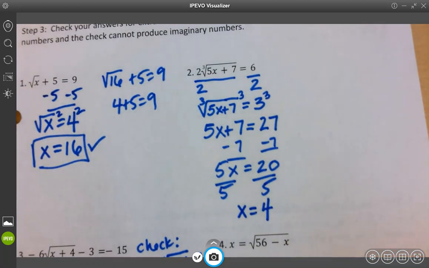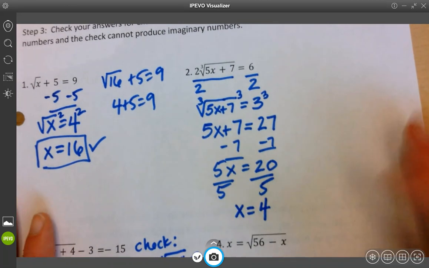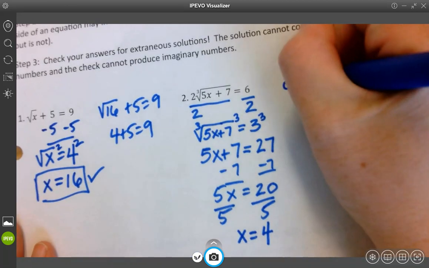Who checked it? Sally checked it. Anybody else check their answer? Okay, please check your answers. Do that now if you haven't done it yet. Check.